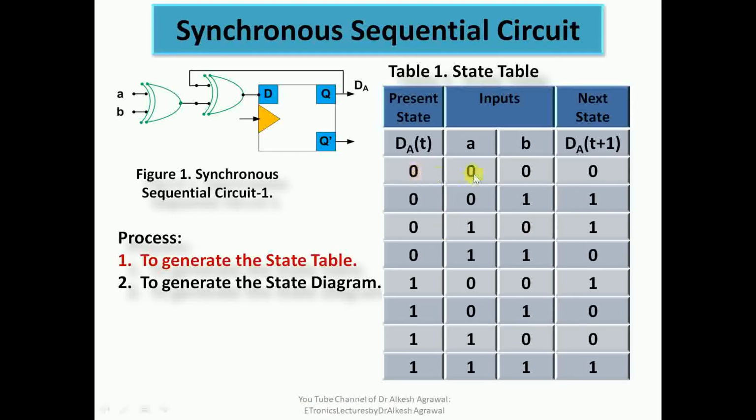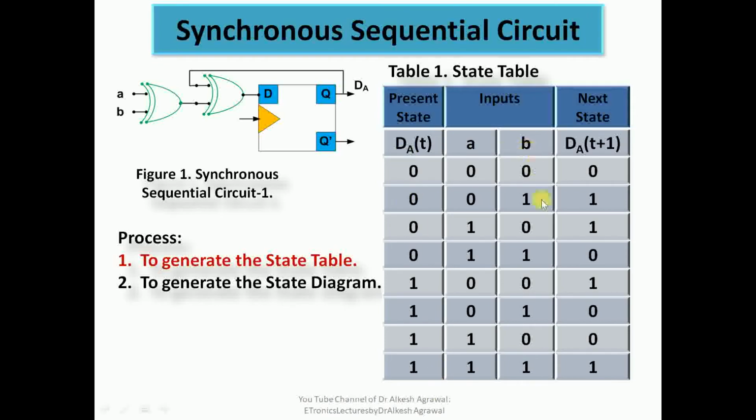So here you can see we have made a table. Since there are two inputs A and B, we have the combinations 00, 01, 10 and 11 with the previous state as 0. Again we have the same kind of inputs as 00, 01, 10, 11. Now in this case we have assumed the previous state is 1.